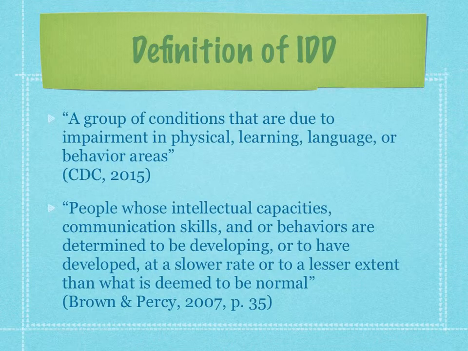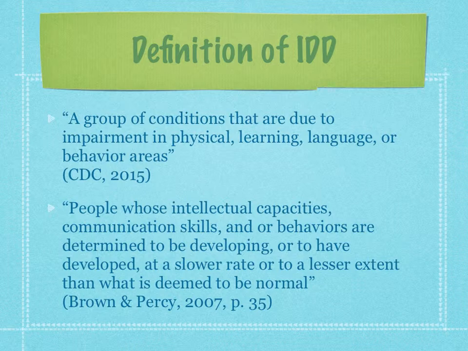To analyze the relationship between intellectual and developmental disabilities, also referred to as IDD, and the child welfare system, we must first understand how each is defined individually. According to the Centers for Disease Control and Prevention, the term developmental disability refers to a group of conditions that are due to impairment in physical, learning, language, or behavior areas. The CDC suggests that these types of disabilities occur in about 1 in every 6 children.